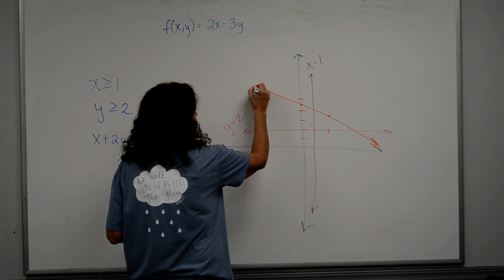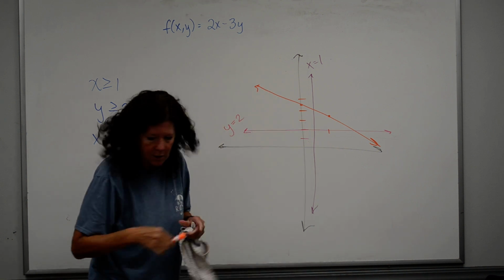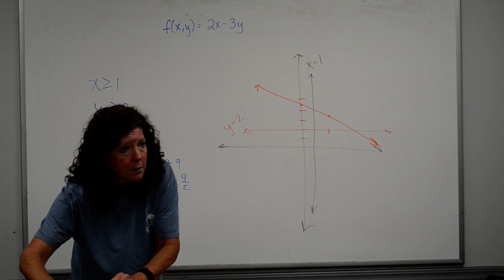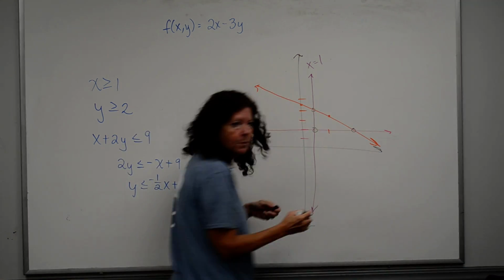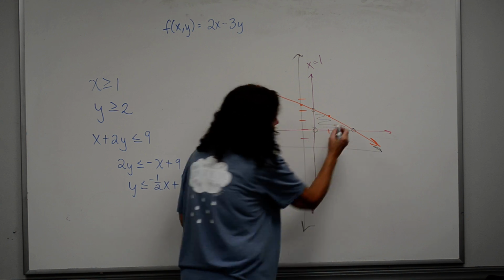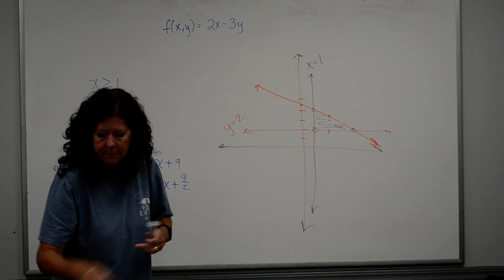And it's less than that. So if you'll notice, you've got 3 corners. You've got this one, and this one. Your bounded region is right there. Okay?